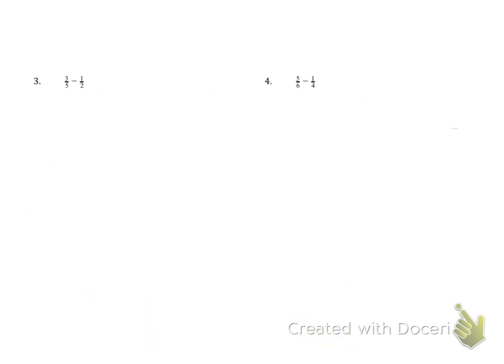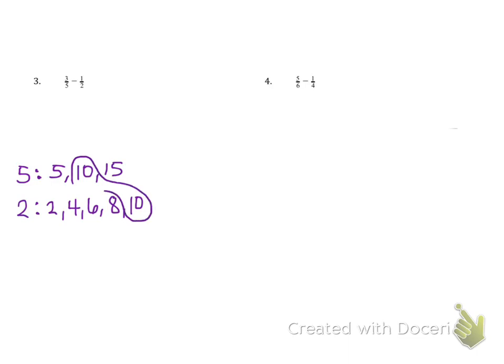Number 3, we have 3/5 minus 1/2. So I'm going to list out the multiples of 5 and 2. 5 times 1 is 5, 5 times 2 is 10, 5 times 3 is 15. Now I'm going to move on to 2. 2 times 1 is 2, 2 times 2 is 4, 2 times 3 is 6, 2 times 4 is 8, and 5 times 2 is 10. And there I see our least common multiple, which is going to be our least common denominator, is 10.